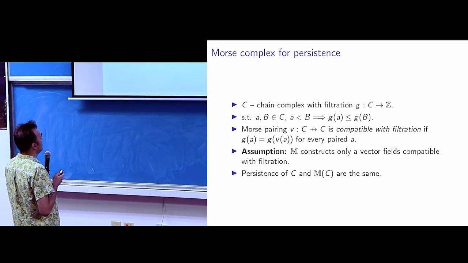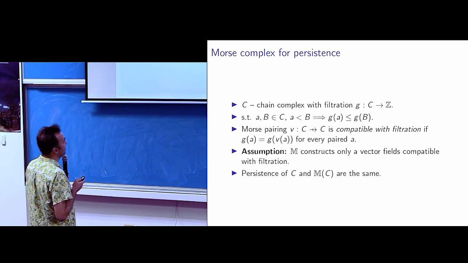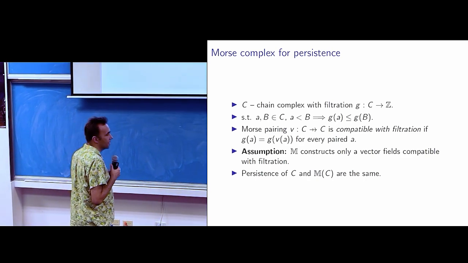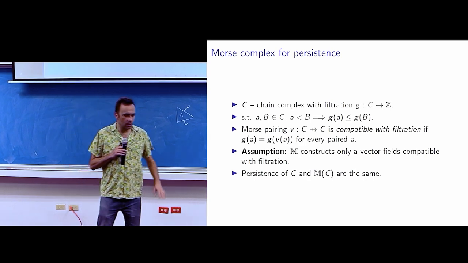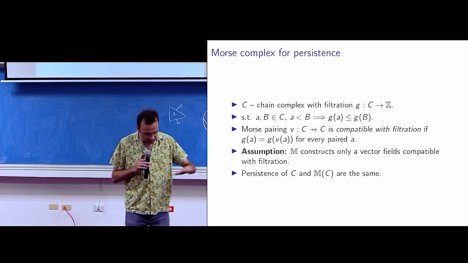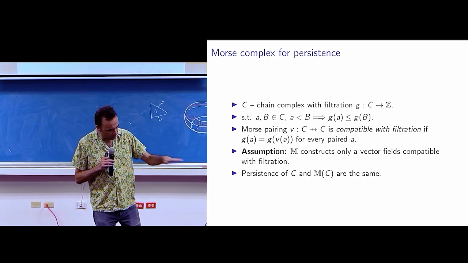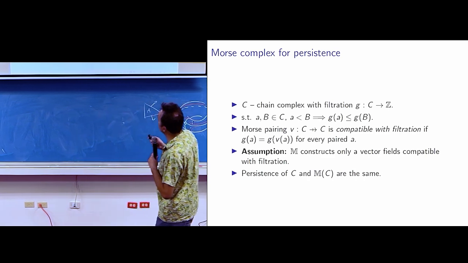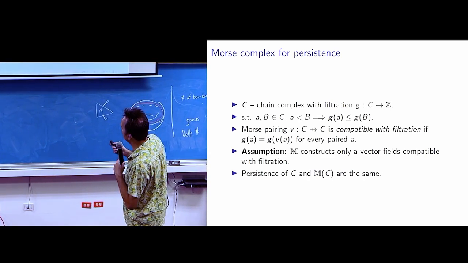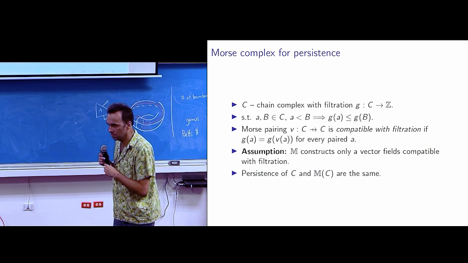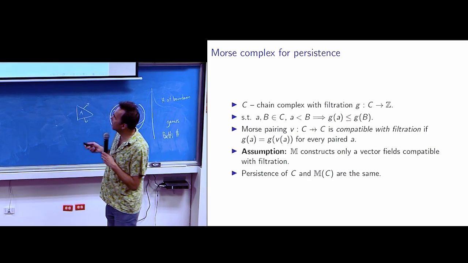So if A is a face of B, then the filtration of A cannot be greater than the filtration of B. And I will call a pairing compatible with a filtration if the two cells that are being paired together need to have the same filtration value, right? So I'm pairing an A with V of A. I'm pairing two cells. I'm putting an arrow.